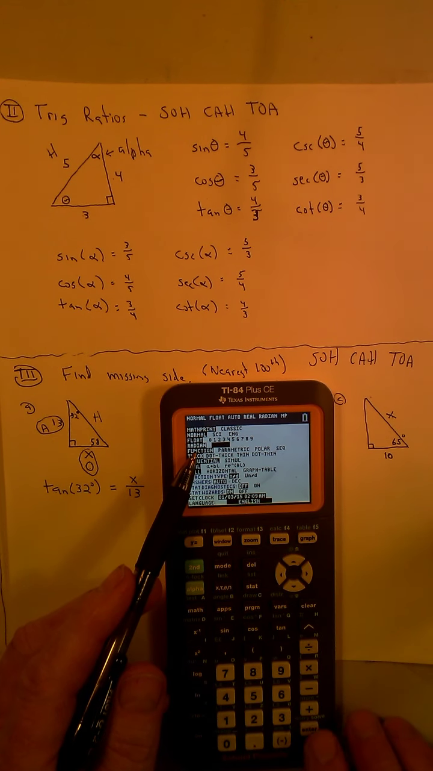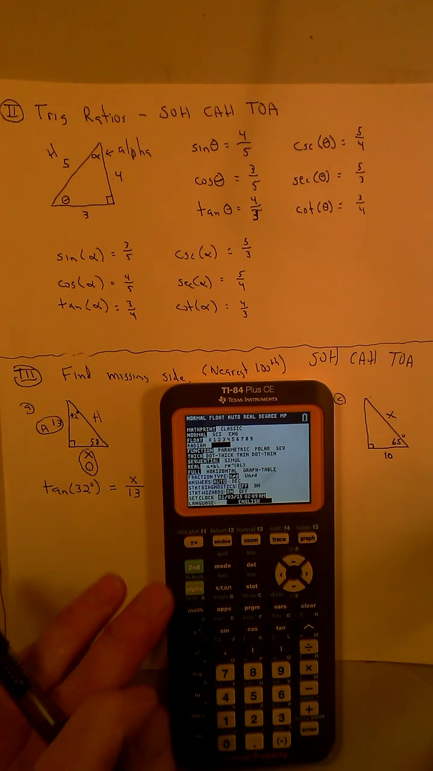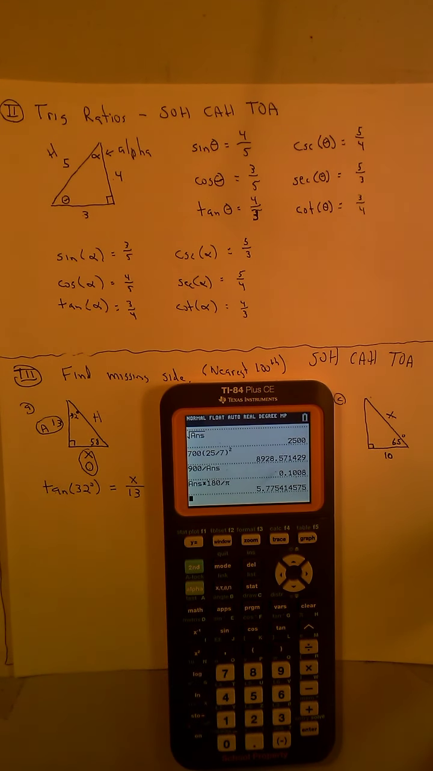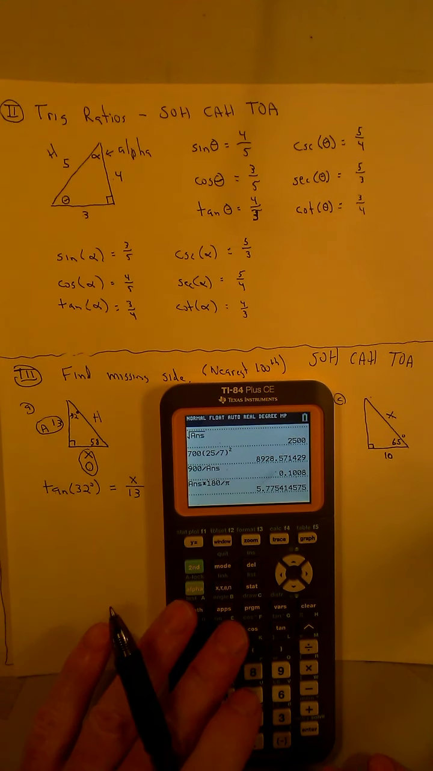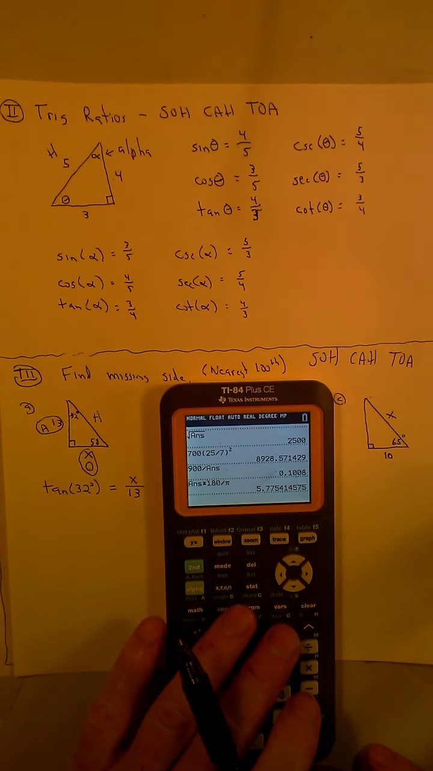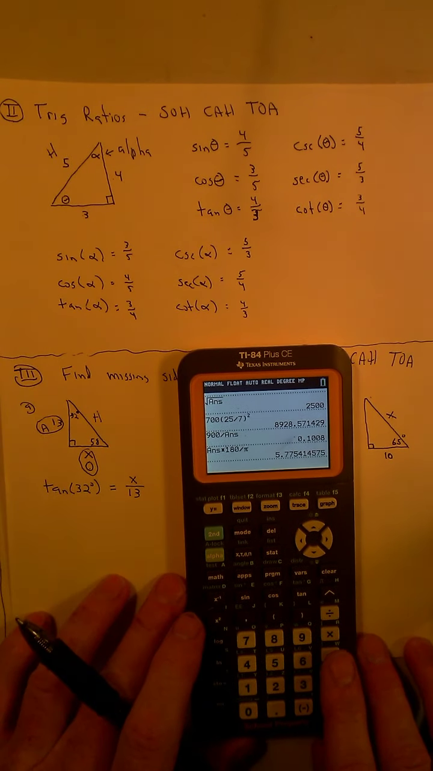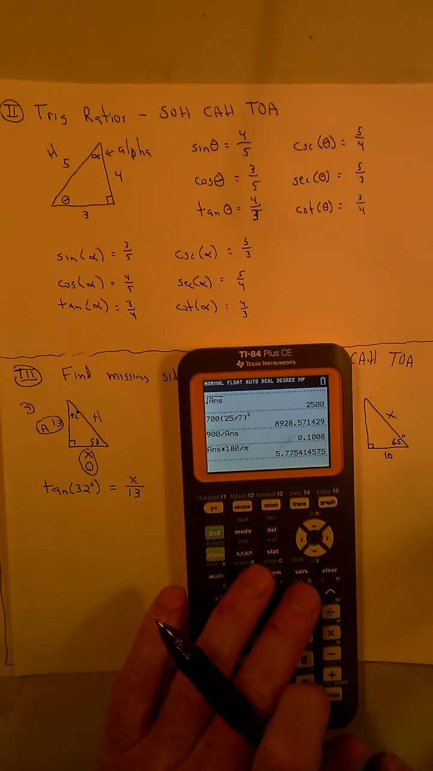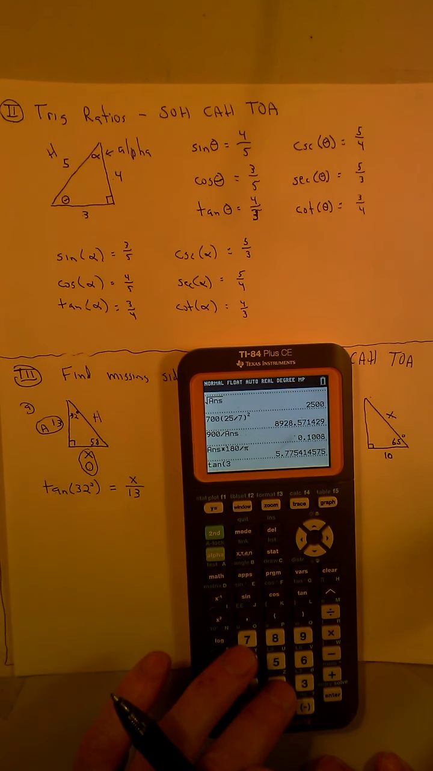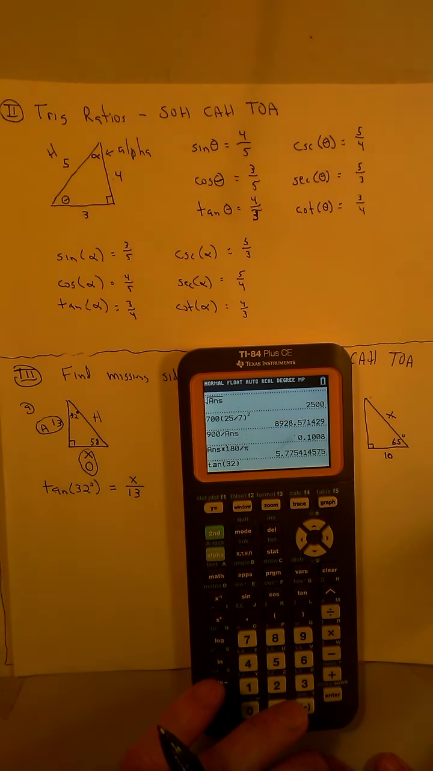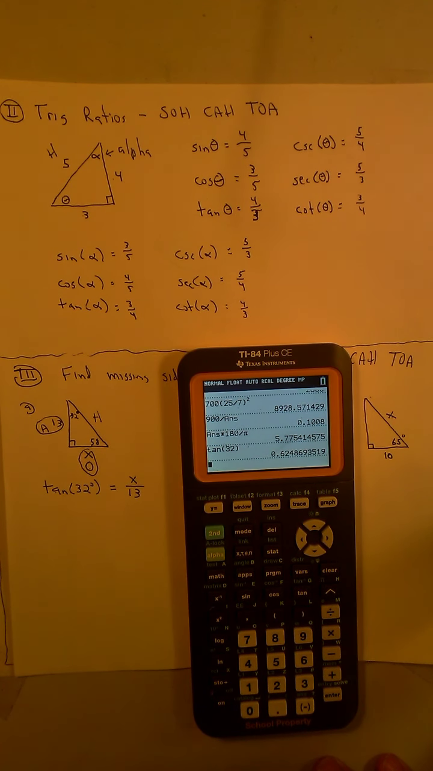Now find out what the tangent of 32 would be. So tangent's right here. Tangent 32 degrees. That's the input. The output is what the fraction would be, 0.624. Now write these down, the first 4 decimal places.